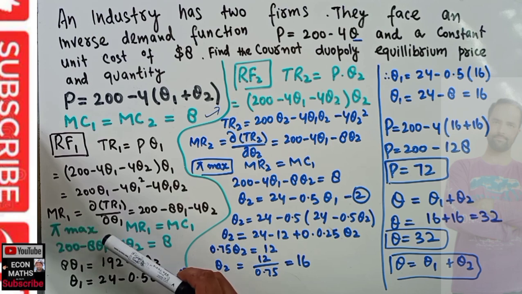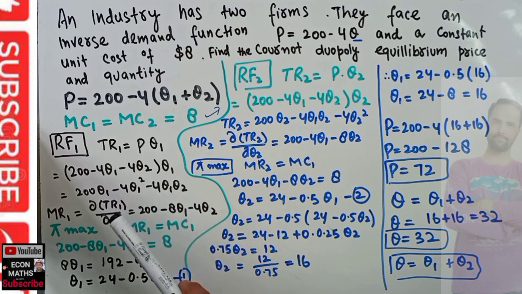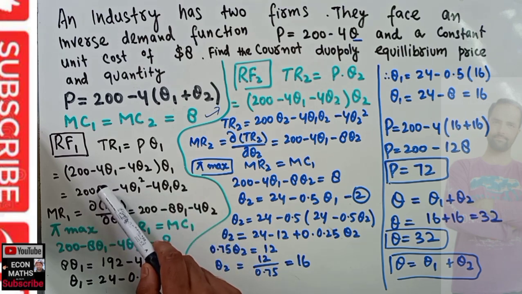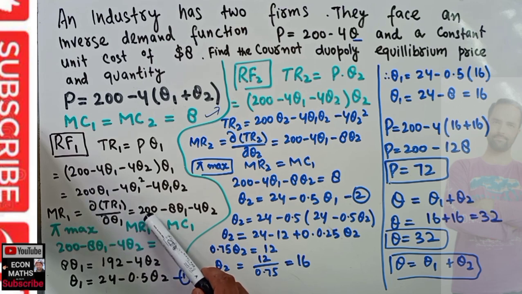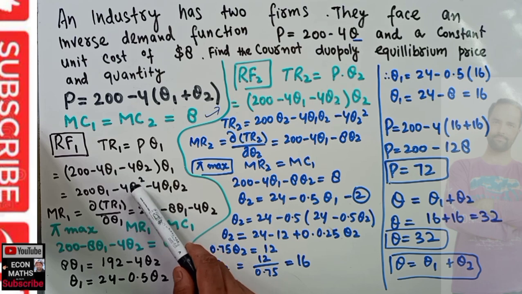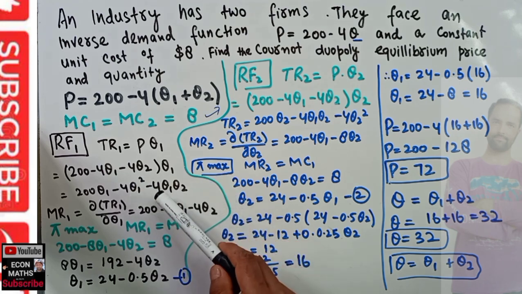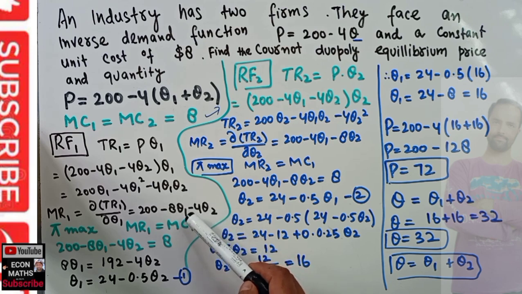Marginal revenue of firm 1 will be simply the partial derivative of this total revenue function with respect to output of firm 1. Taking the derivative, Q1 in the first term gives 1, so we are left with 200. Derivative of Q1 square is 2Q1, so 2 into 4 is 8Q1. Derivative of Q1 in the last term is 1, so we are left with 4Q2.